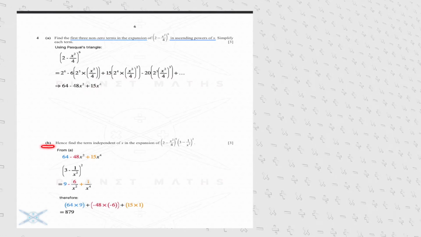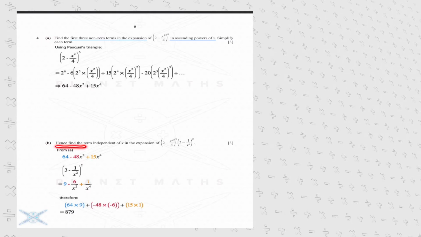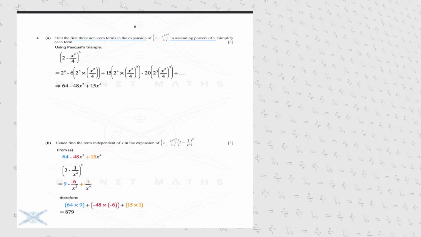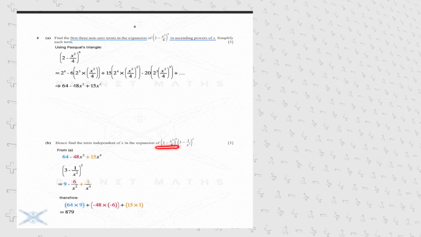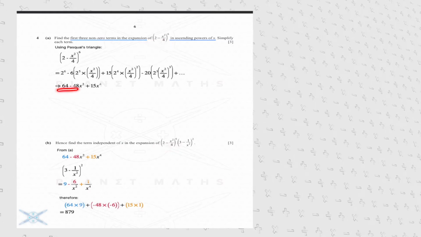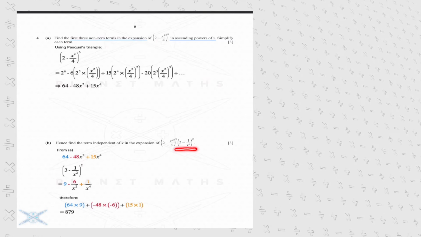Part B of exercise 4 follows up on our findings of part A. So here we are supposed to find the term independent of x in the following expansion, whereby the first part of the expansion is the exact same expression that we have encountered in part A of this exercise. So following up from there, we now find the first three non-zero terms of the latter expression.